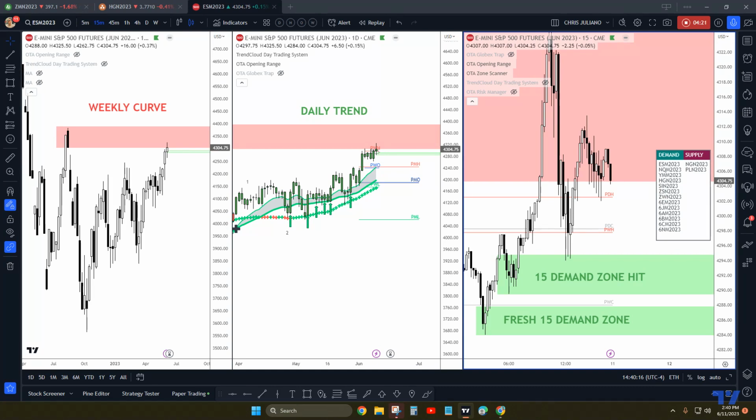So that was just a quick assessment of what's going on with the S&P, and that's how I approach each contract that's on my supply and demand zone scanning system.